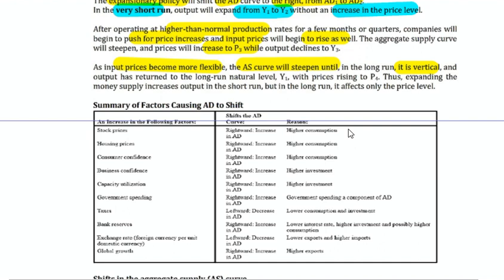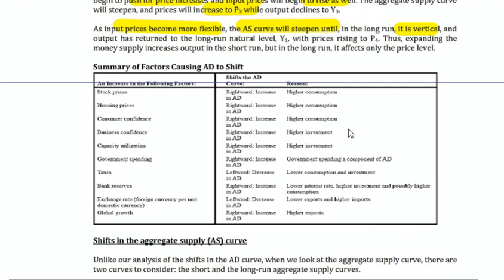What are some of the factors that cause the aggregate demand curve to shift? We're going to go through these now. We've seen all of those there, and it's just a nice little summary for you.